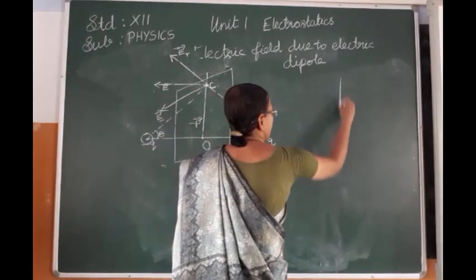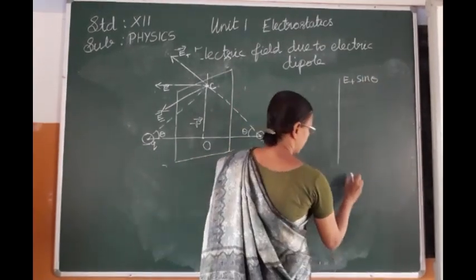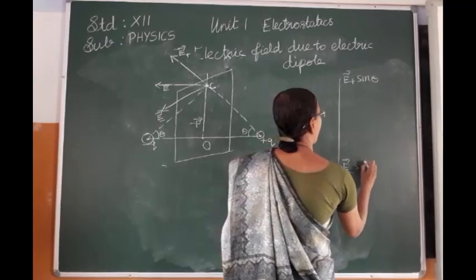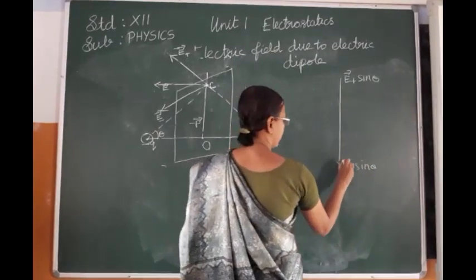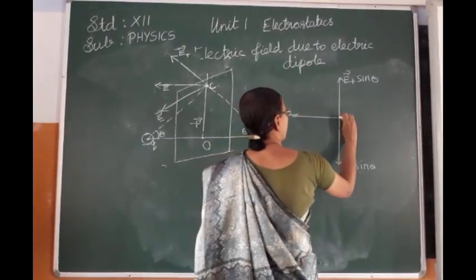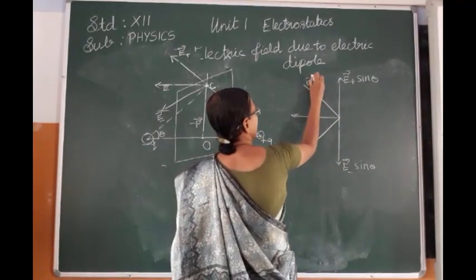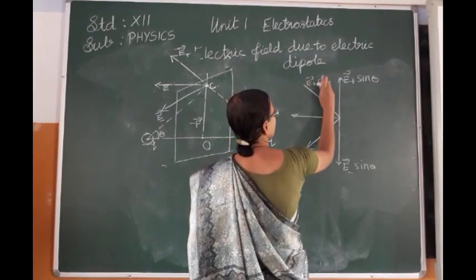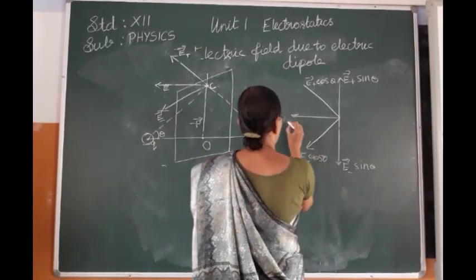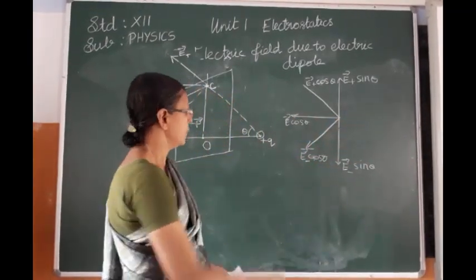While finding the parallel components, another diagram is also there. E plus sin theta, E minus sin theta vector. These are perpendicular components, two equal and opposite, so they cancel. This is the resultant of the parallel component. E plus cos theta, and E minus cos theta. Okay, this is the resultant for this.